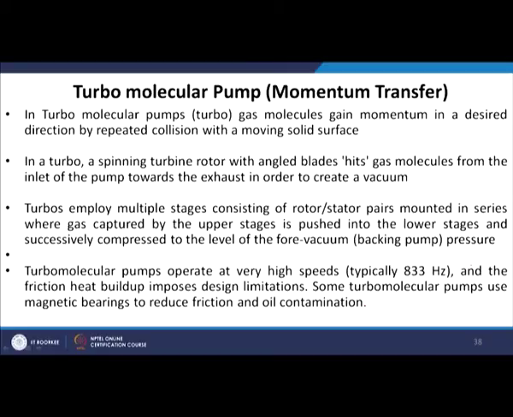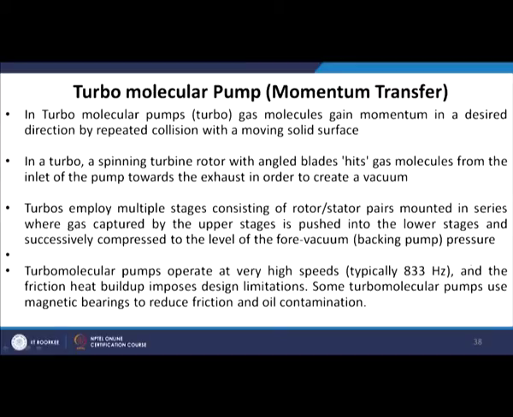Turbos employ multiple stages consisting of rotor and stator pairs mounted in series, whereas gas captured by the upper stage is pushed into the lower stage and successively compressed to the lower level of the foreline vacuum, or the backing pump pressure. Turbomolecular pumps operate at a very high speed, typically 833 Hz, and the friction heat build-up imposes design limitations. Some turbomolecular pumps use magnetic bearings to reduce friction and oil contamination.